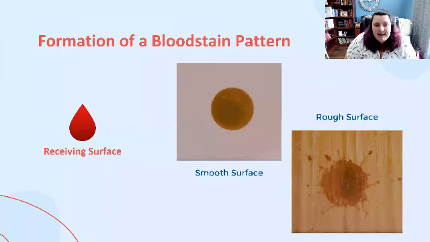The characteristics of the receiving surface also change the bloodstain. Bloodstain shape is affected by both the texture and the porousness of the surface that the blood is deposited onto. Smoother surfaces are less likely to break the surface tension of the blood drops, so the blood drop will remain spherical in nature as it drops onto the surface and results in a single circular stain. Rougher surfaces are more likely to break the surface tension of the blood drop, and so they're going to cause those irregular shapes like the one you see here.